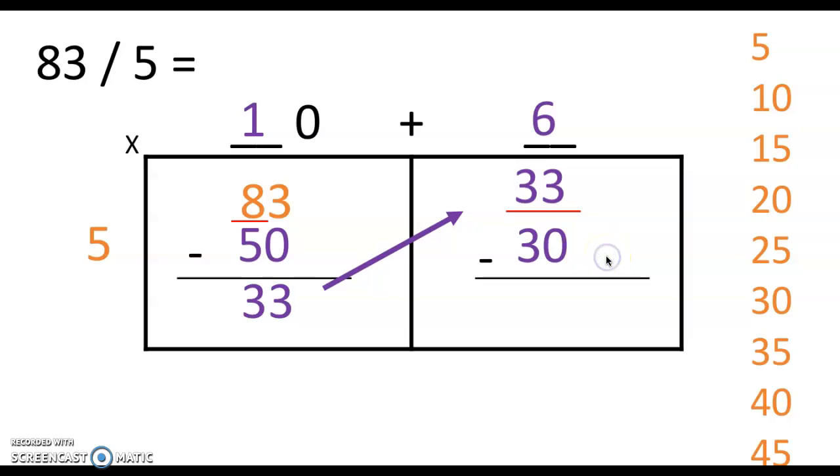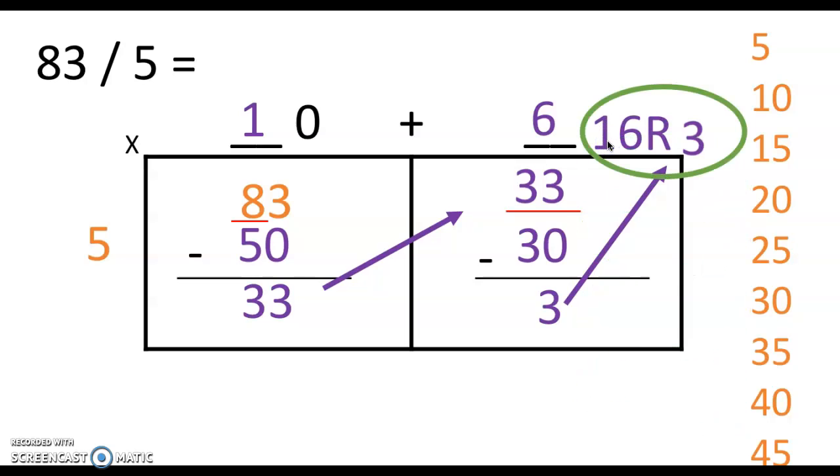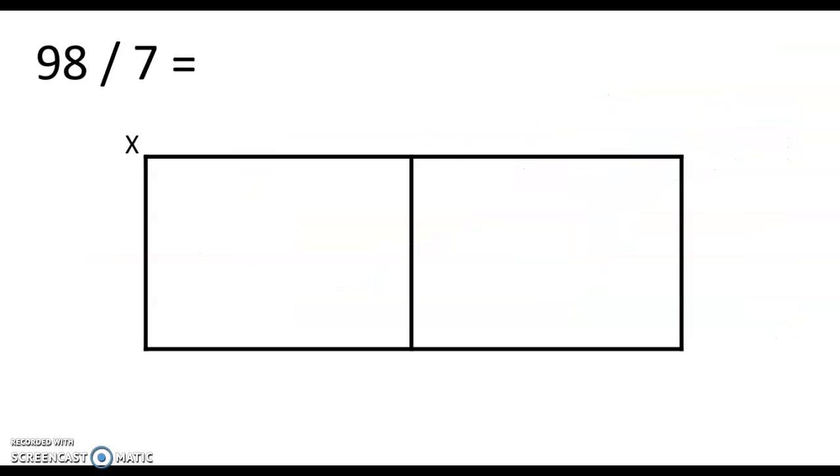Next, let's subtract. 3 minus 0 is 3. 3 minus 3 is 0. So 3 would be our remainder. Is 3 smaller than 5? Yes, it is, so we know that we solved that pretty much correctly. Then we're going to bring our remainder up and figure out what our total is. Well, remember, you just look at this top number. 10 plus 6 would be 16 with a remainder of 3. Let's go ahead and erase that and let's try another one together.